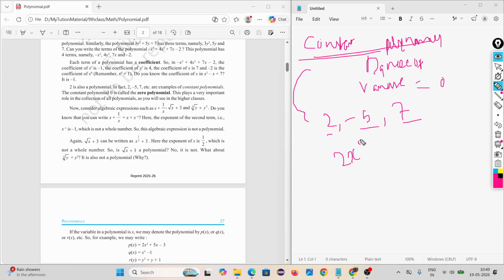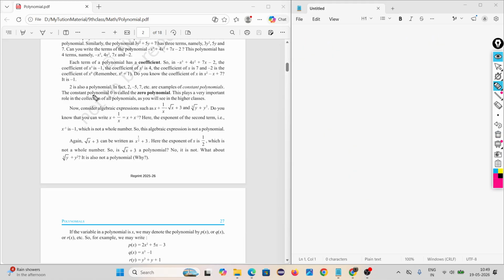I can write 2 x power 0, na? And x power 0 is nothing but 1, na? So here 2 into 1 will be 2. So remember, all the constants are examples of a constant polynomial. Constant polynomial means degree equal to 0. But the constant polynomial 0 is called the zero polynomial.